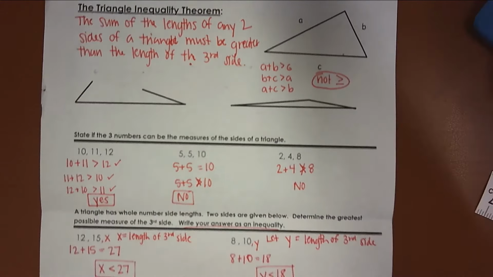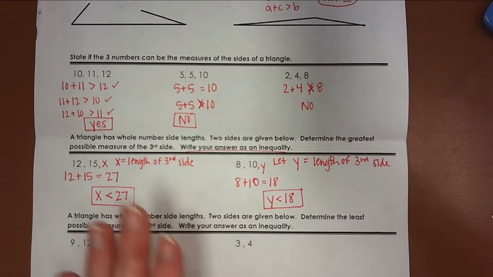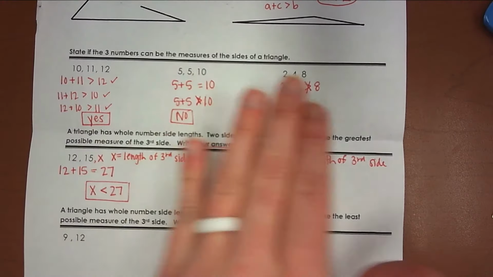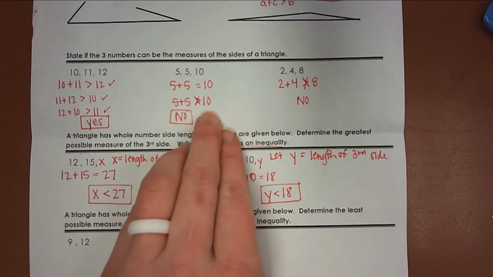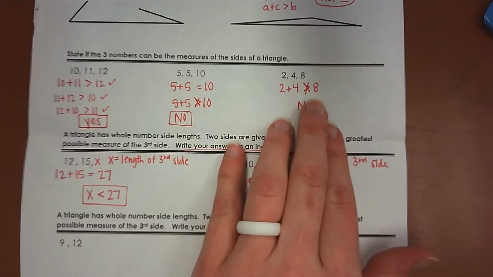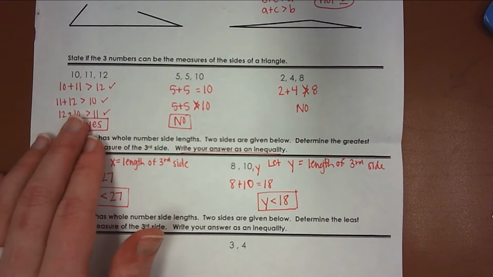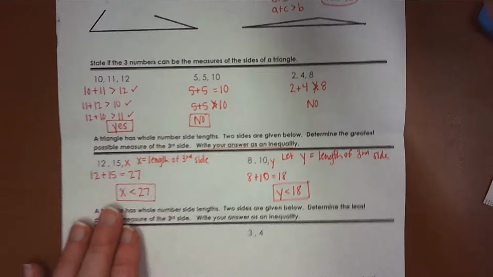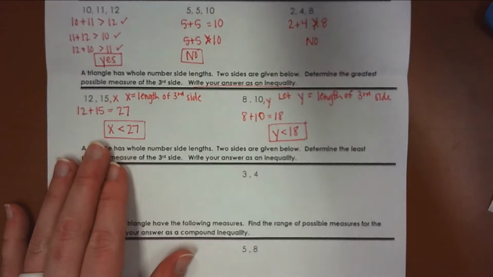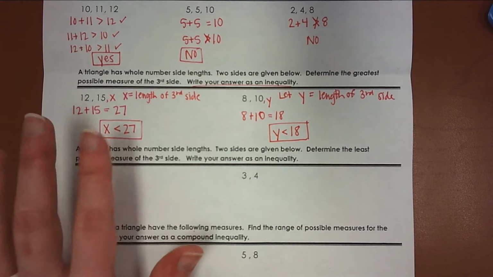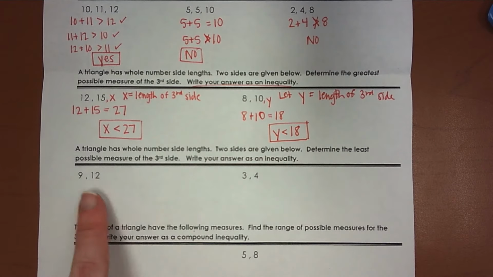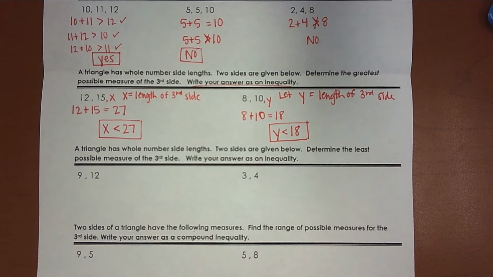And so we stated if three side lengths were possible by adding the two smallest and seeing if they were bigger than the biggest side. And in two cases they weren't, in one case they were. Then it gave us two side lengths and asked us to come up with the biggest side length that we could have and write our answer as an inequality. And I challenged you then to try these next two on your own.